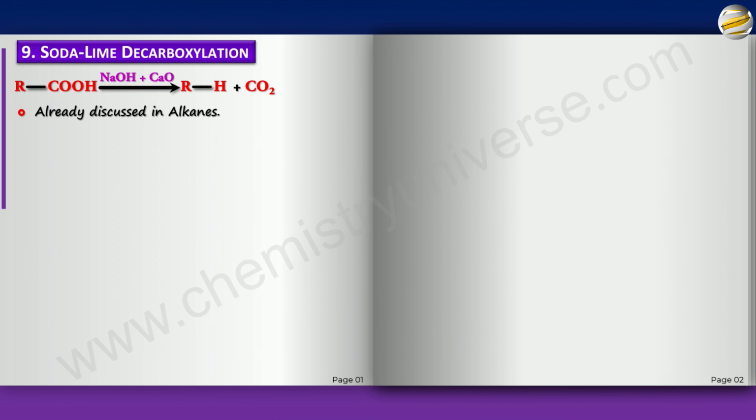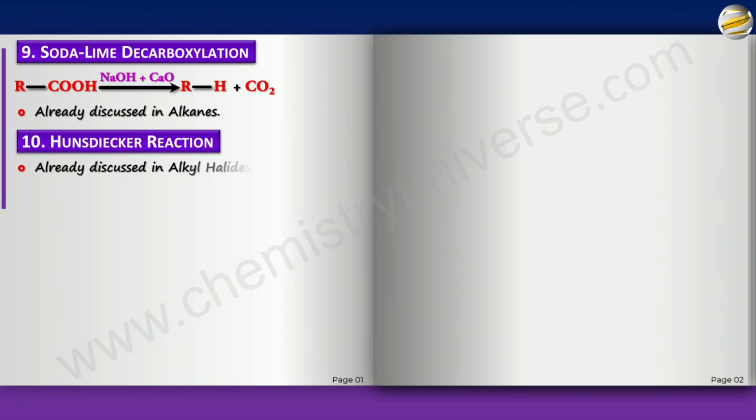All right, the next one is the Hunsdiecker reaction. And we have done this reaction also in the preparation of alkyl halides. If you remember, we took silver salt of carboxylic acids and then we treated it with bromine. And if you remember, we got RBr, AgBr, and CO2. So this was also a kind of decarboxylation.